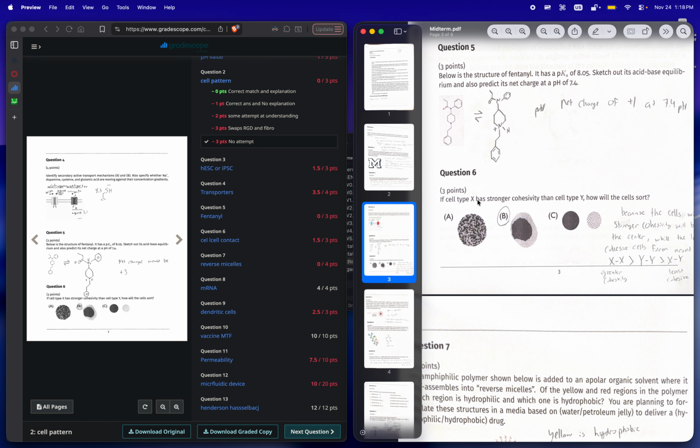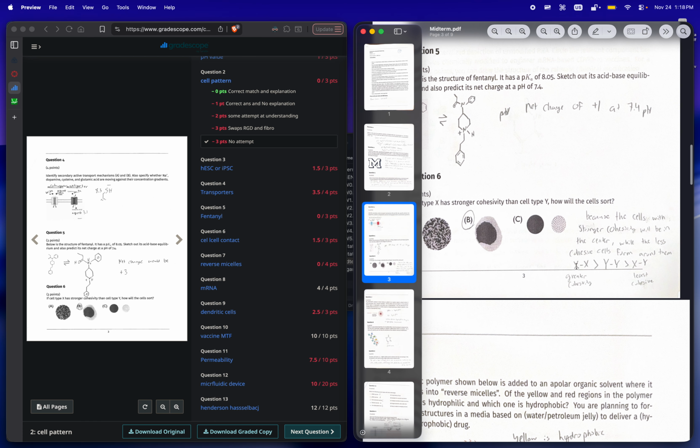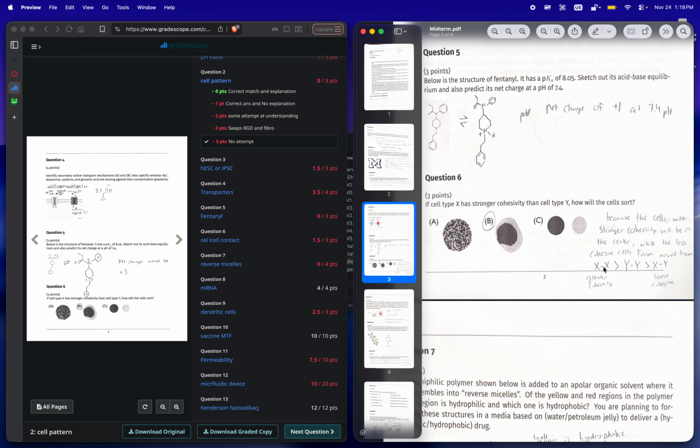But if X has a stronger cohesivity, they will sort of form a colony here, and then Y would form its own colony around it. And this is assuming that XX cohesivity is better than YY, which is greater than XY. This would be the least cohesive, so that doesn't really happen a whole lot here, whereas it happens significantly more here. And this would be an example of where XX and YY are equal, like they're equally cohesive. But in this case, it would be B.